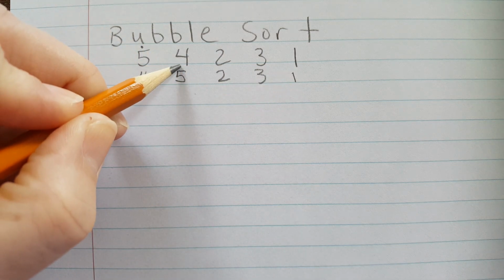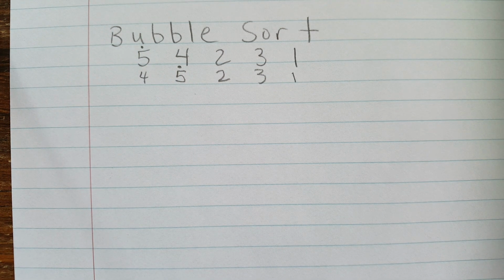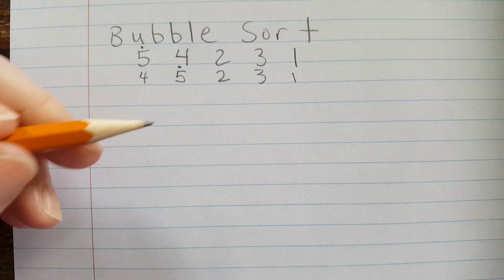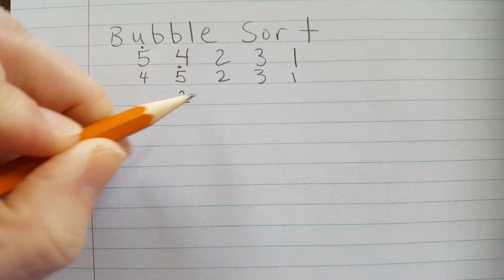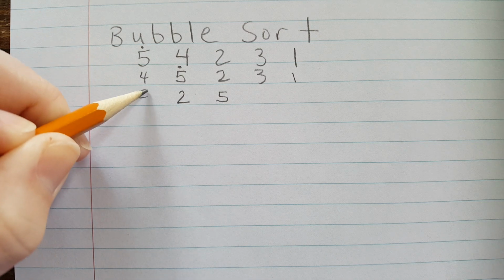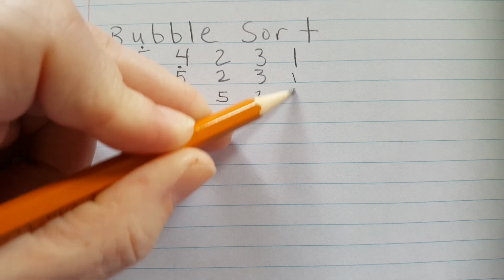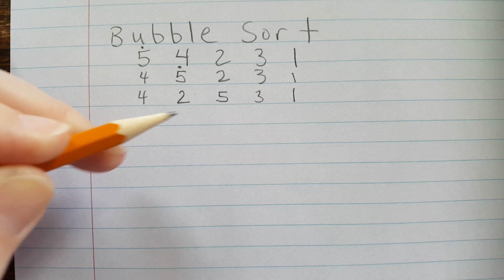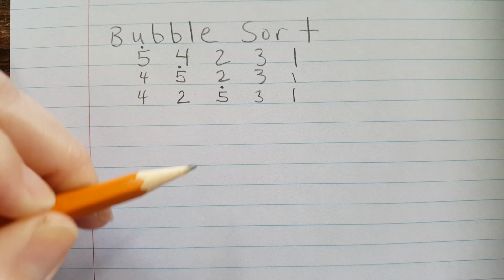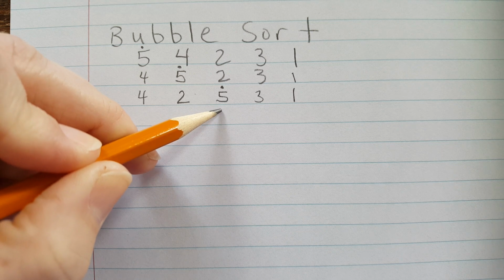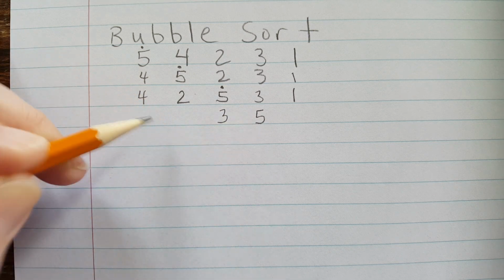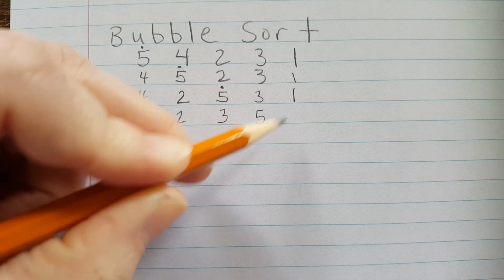Then I'm going to move my dot along, and that's to track that now I'm comparing 5 and 2. So now I'm going to swap them because they are also out of order. And then I copy everything else down. Then I'm going to move my dot along, and now I'm going to be comparing 5 and 3, and they are out of order. So I'm going to swap them, and I'm going to copy everything else down.